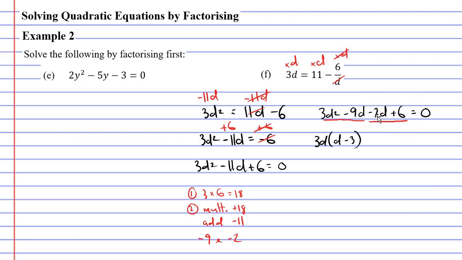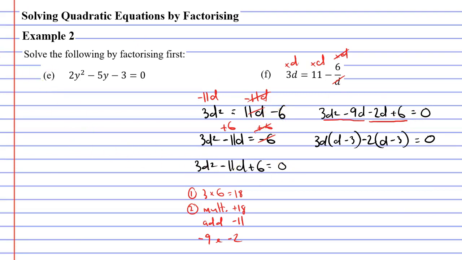What's the common factor I have for the second group? I can see a common factor of 2, and I'm also going to factor out minus 2. Minus 2 times d will give me minus 2d, and minus 2 times minus 3, because of the double negative, will give me plus 6. This will all equal 0.